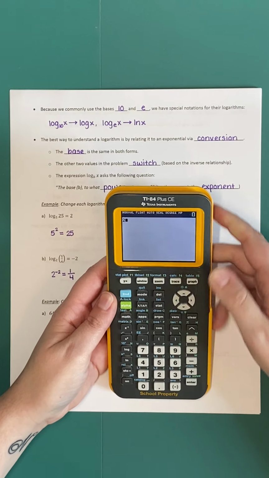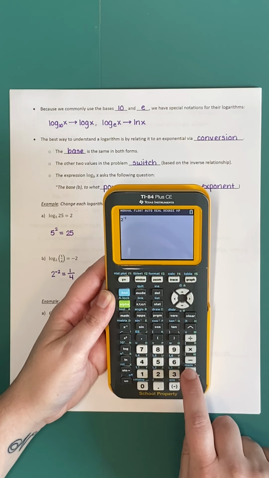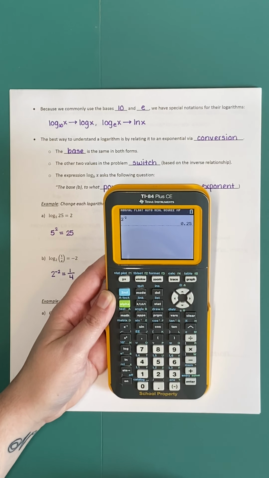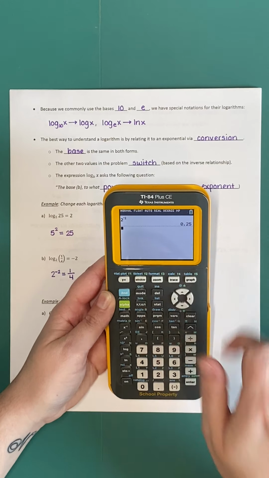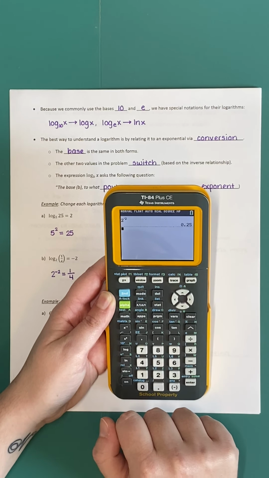So I'm going to take 2 and raise it to the -2 power. Remember, this is your negative button. This is subtract, this is negative. So raise it to the -2 power, and then we hit enter. Now it's going to give me a decimal. I can convert to a decimal, convert to a fraction.